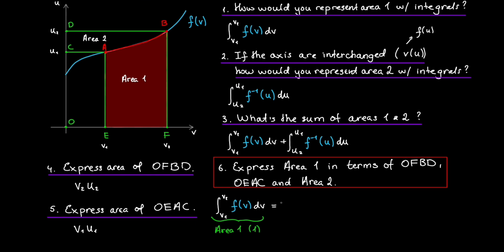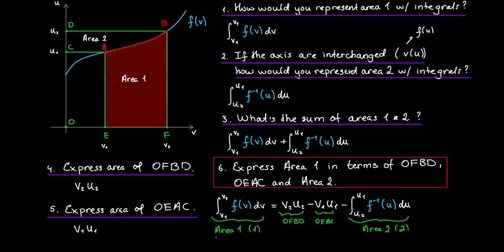And this is going to be equal to the bigger rectangle, in this case, v2 multiplied by u2. Then we have to subtract the smaller triangle, whose area is v1 times u1. And then we also have to subtract area 2. And we don't have to rewrite this because we already have that expression from question 2. And right here we have the final expression.